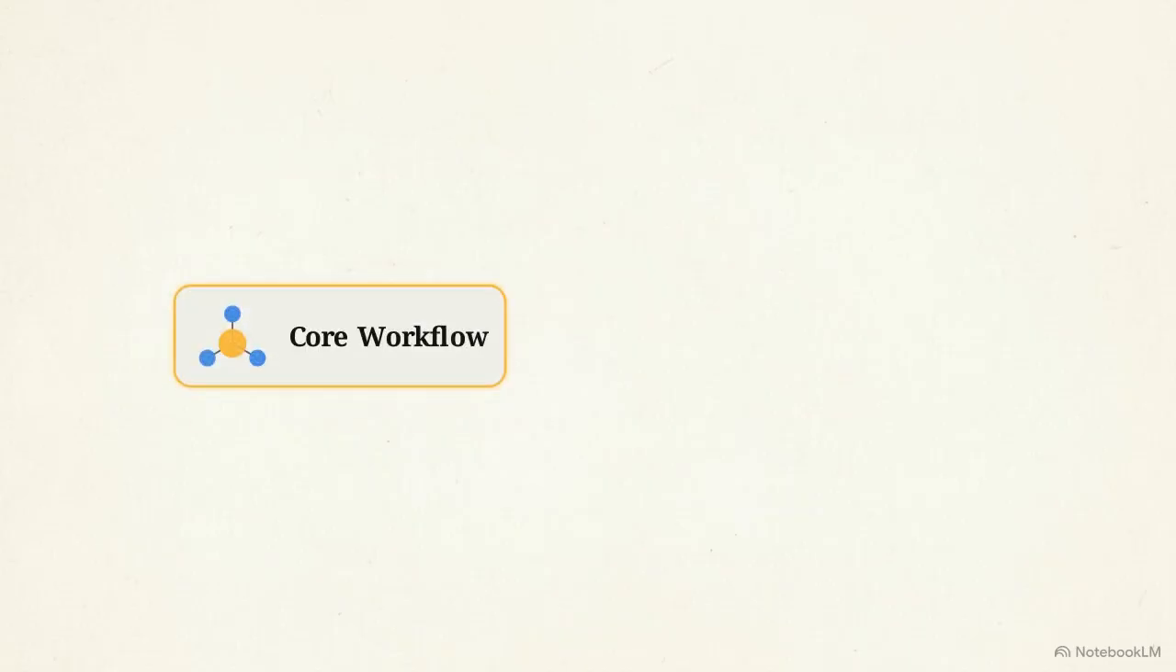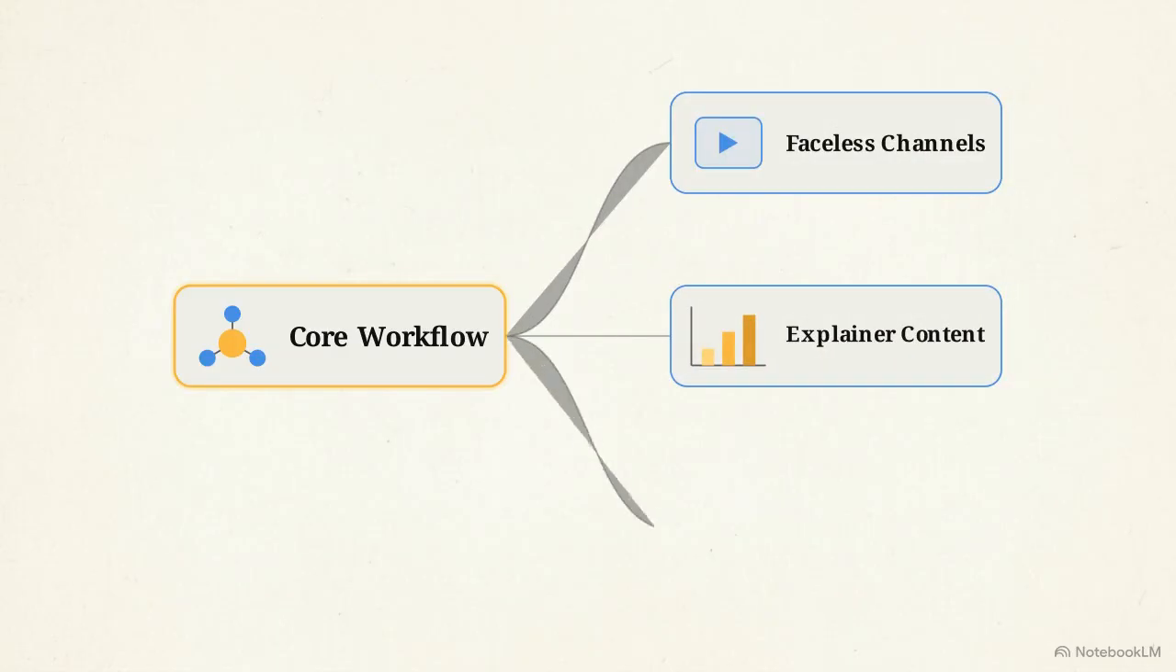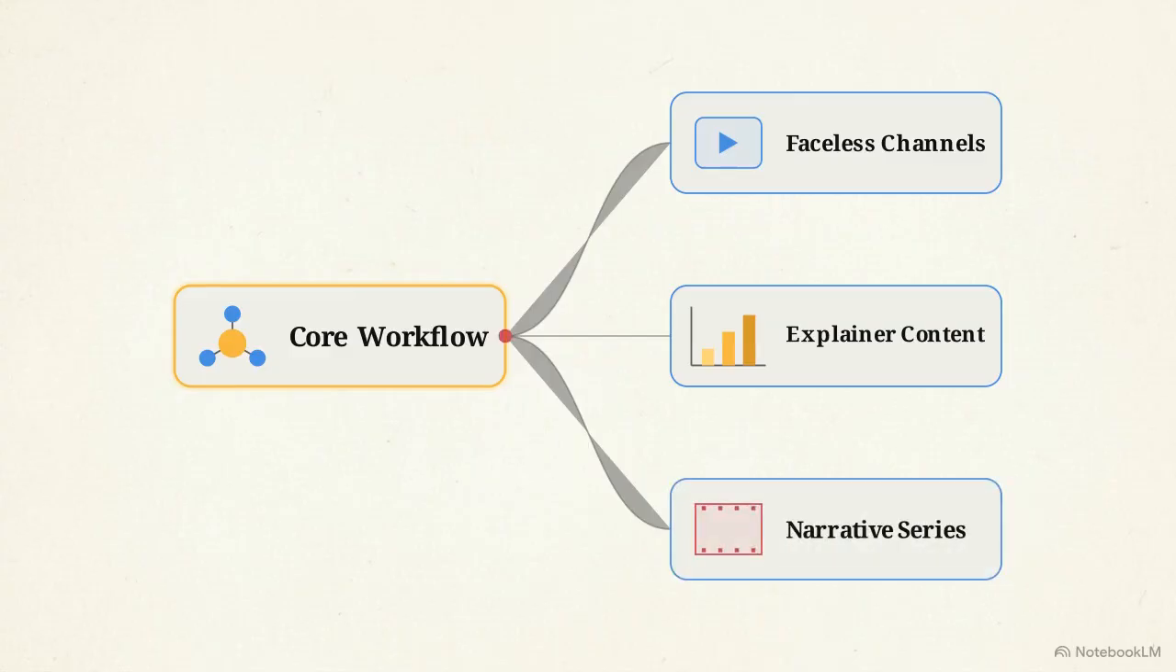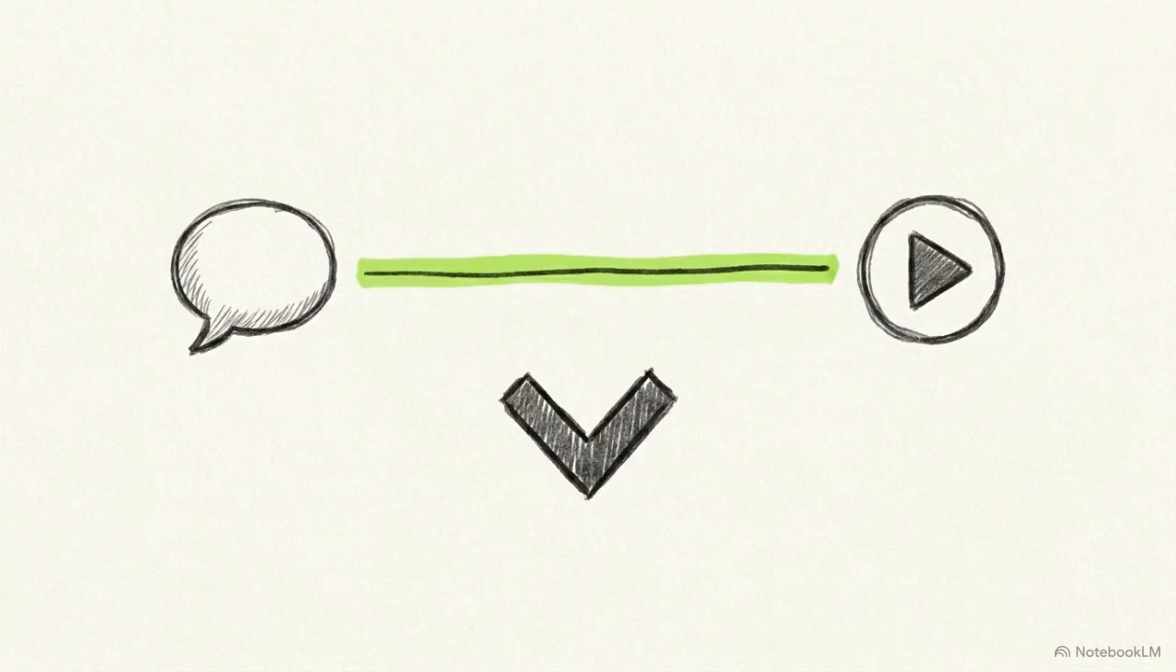This workflow scales easily. You can apply it to build automated faceless channels, produce dense explainer content, or run continuous multi-episode narrative series. If you want to try this routing yourself, the exact JSON prompt template you need to bridge ChatGPT and Flow AI is down in the video description.